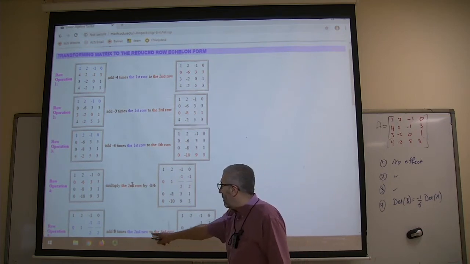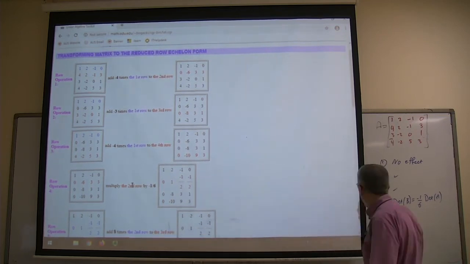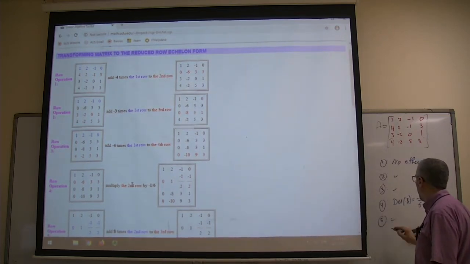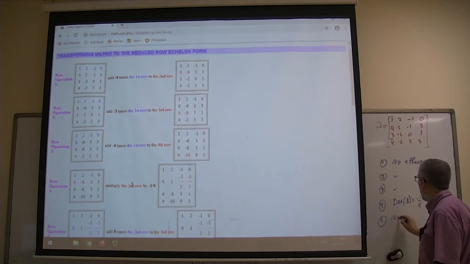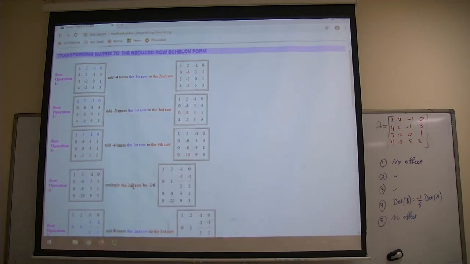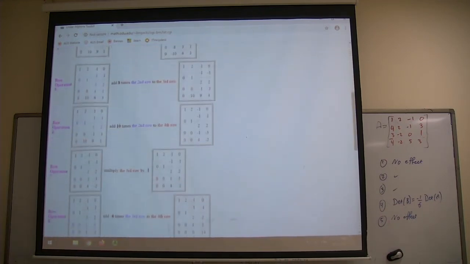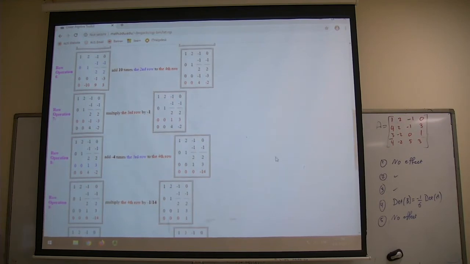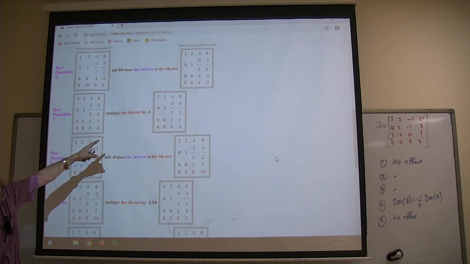Add 8 times the second row to the third row. Has no effect. So step number 5 has no effect. Okay, let's move on and see what is next here. Add 10 times the second row to the fourth row. Has no effect. Multiply the third row by negative 1.